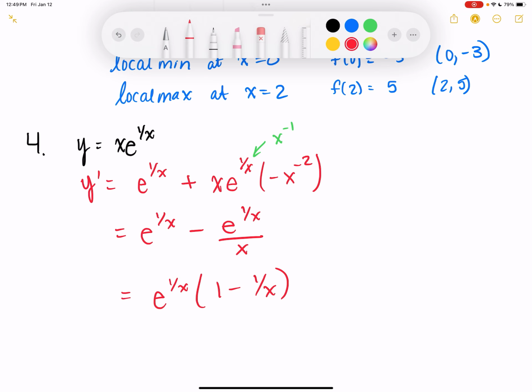Nice. This is where you'd probably be sad if you had to take the second derivative of this function, but we don't have to do that because we have this lovely first derivative test.